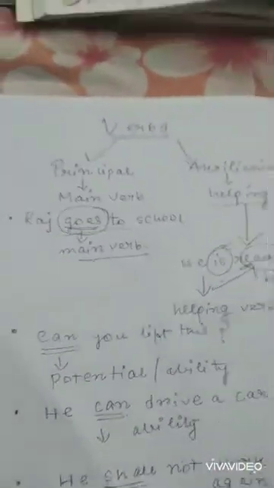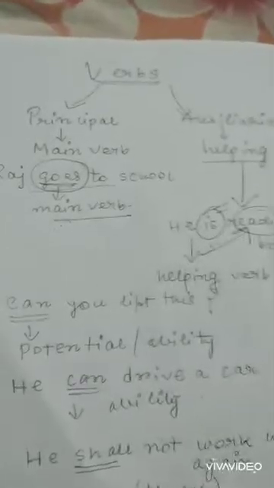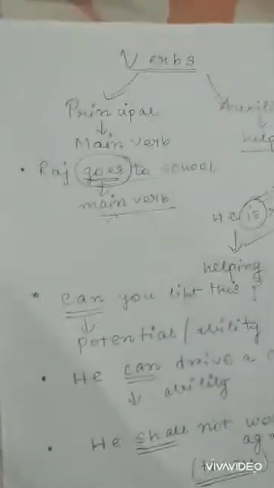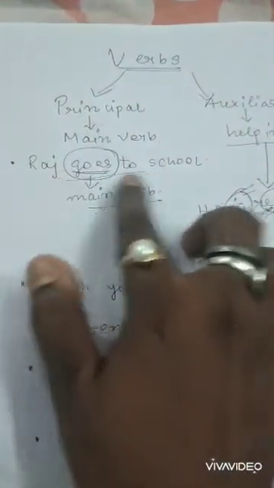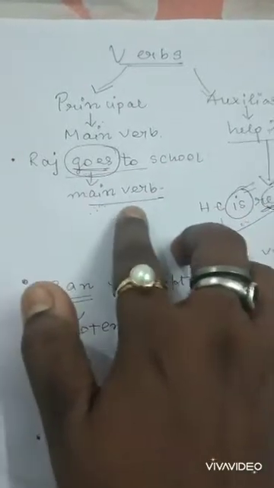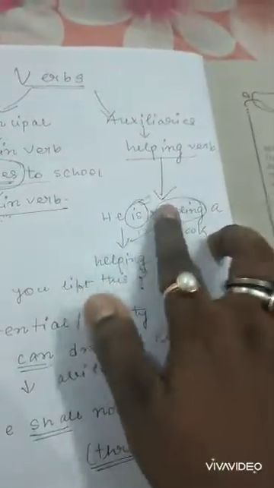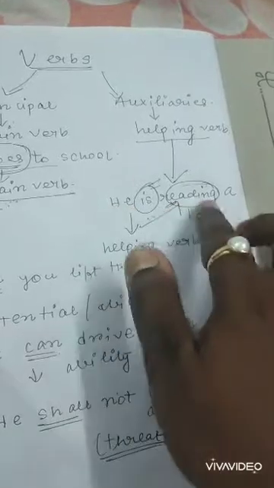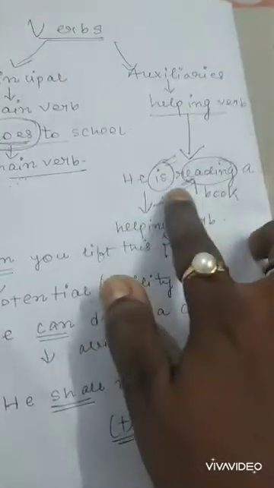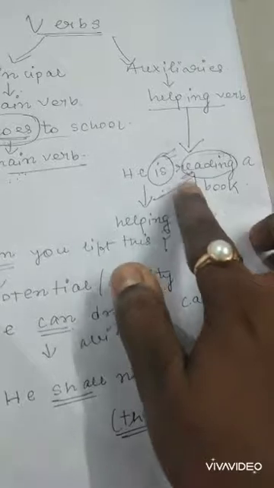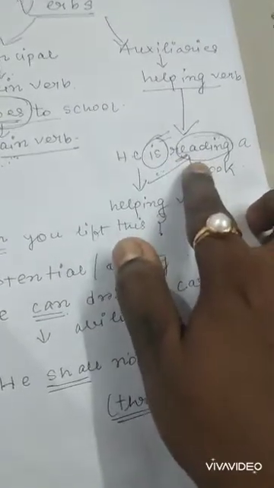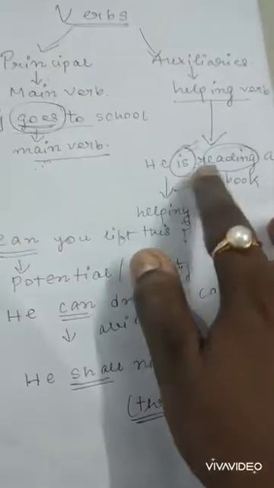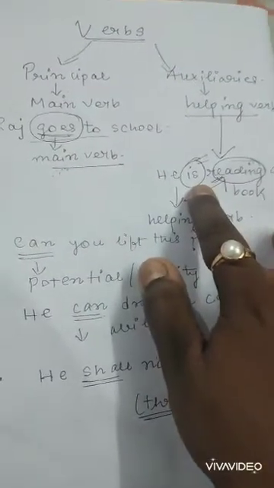Children, as you can see, principal and auxiliary verbs. Principal verbs are also called the main verb. For example, if we write Raj goes to school, here goes is the main verb. Whereas for a helping verb, an example is: he is reading a book. Is is the helping verb which is supporting or helping the word reading. Now without the word is, reading has no existence. So that is why is is the helping or the auxiliary verb.